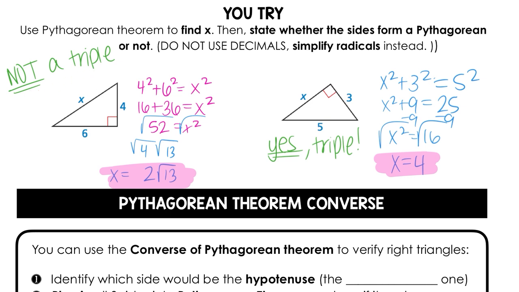And then in the second one, we ended up with 4. So if you did Pythagorean theorem correctly, you should be getting 4 for that. And because we ended up with a nice perfect number, that means yes, this was a Pythagorean triple.